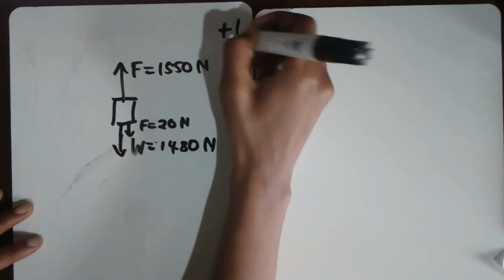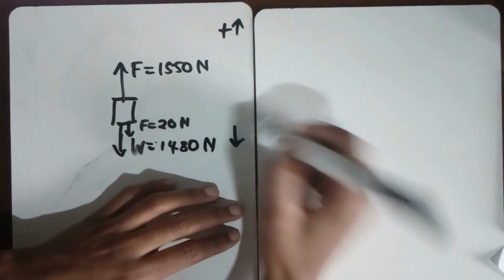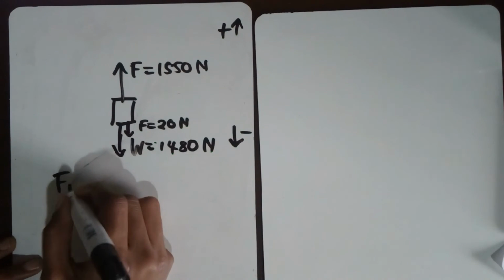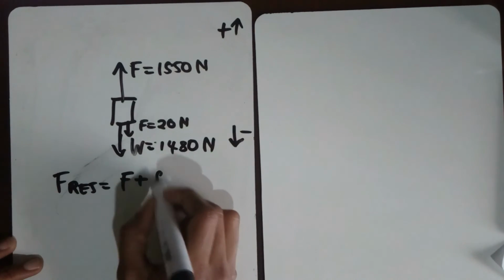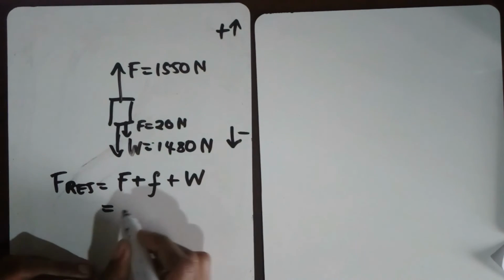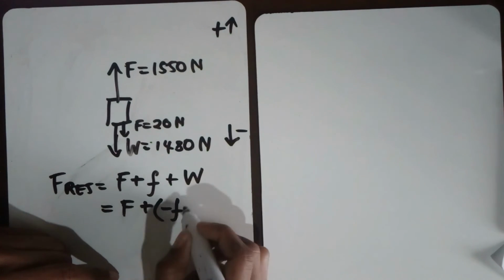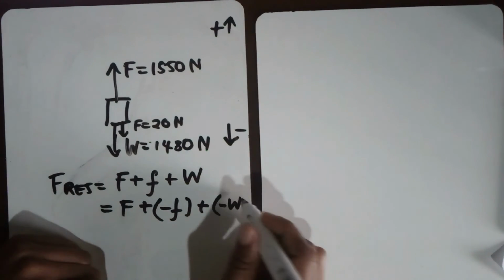To find the resultant, let us say up is positive, so that's the direction at which our block is being lifted, and down is negative. Then we find the resultant force. We'll say it is F plus our friction. Remember, it's the sum of all of those forces acting on the object plus the weight. But we said that down is negative, and we know that friction is acting downwards, so it's going to be negative F plus negative weight, because the weight is also acting down, right?